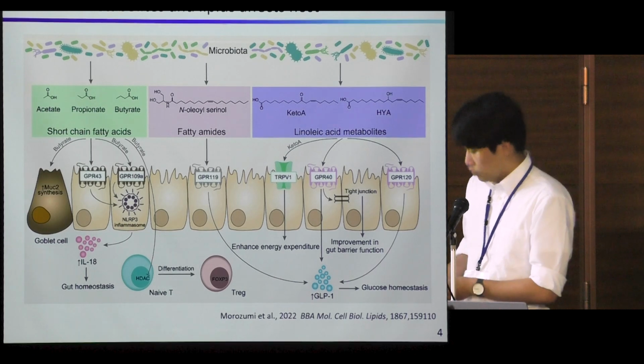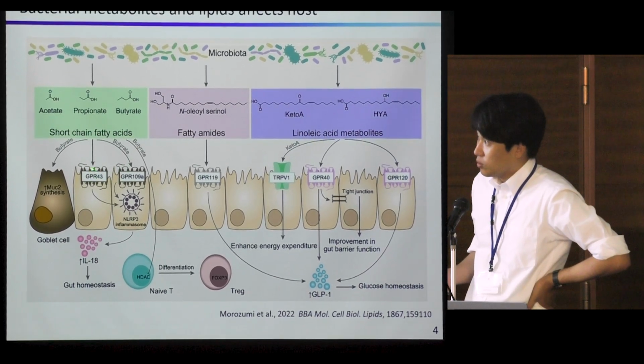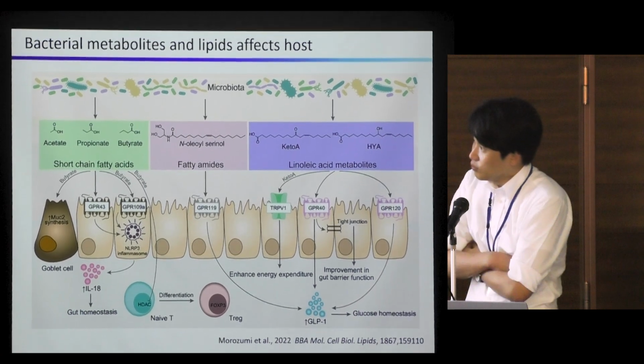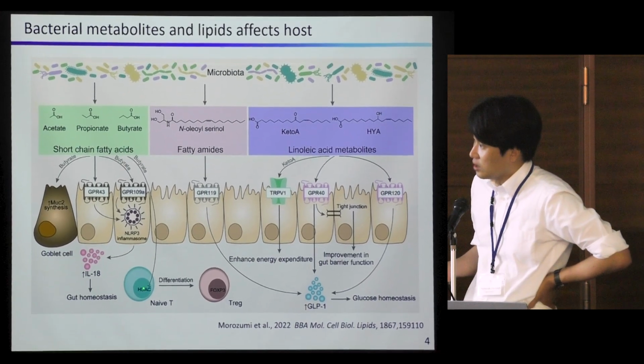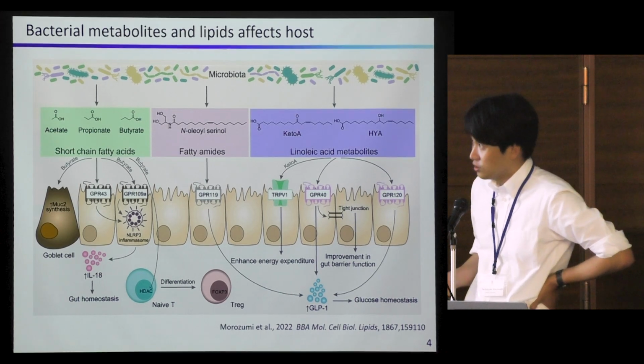The most famous one is short-chain fatty acid. They affect the GPCRs, GPR43 and 109A, and also butyrate affects the goblet cell, inhibits HDAC activity, and induces Treg differentiation.